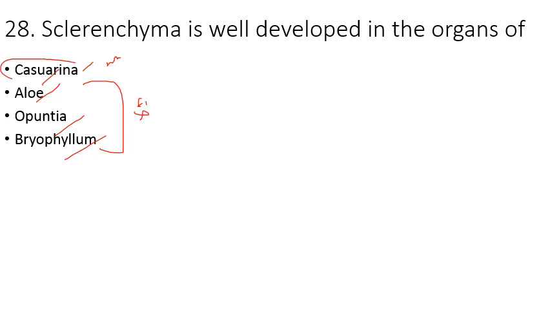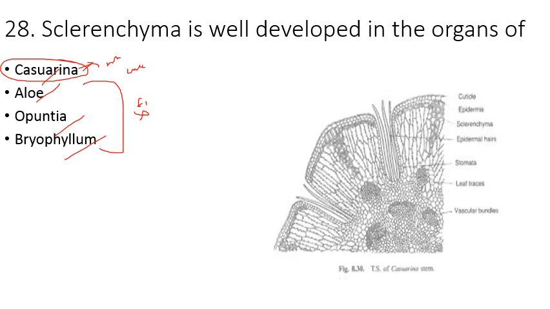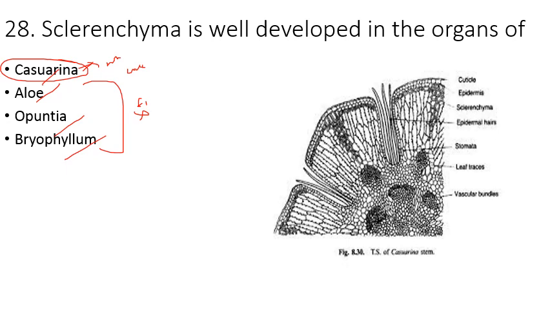So this Casuarina contains well developed sclerenchymatous tissue because it provides stiffness to the plant body, while these three succulent xerophytes have softer plant body. They contain lesser amount of sclerenchyma as compared to the Casuarina. So this is the section of Casuarina stem which shows the well developed sclerenchyma in this tissue, which provides stiffness or mechanical support to the plant body.